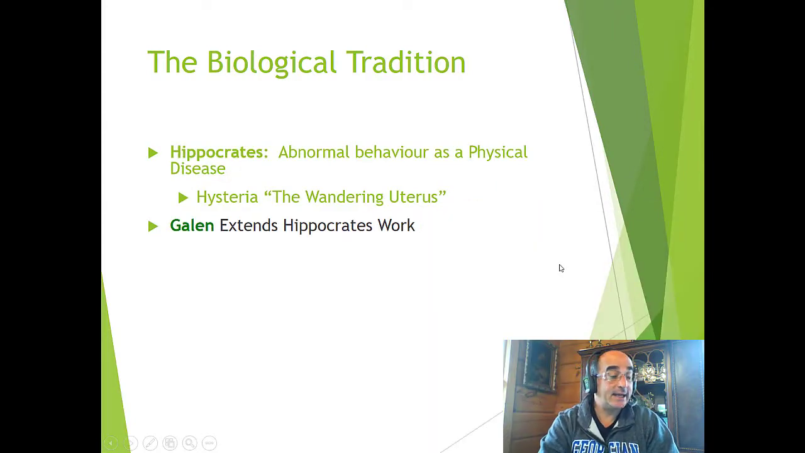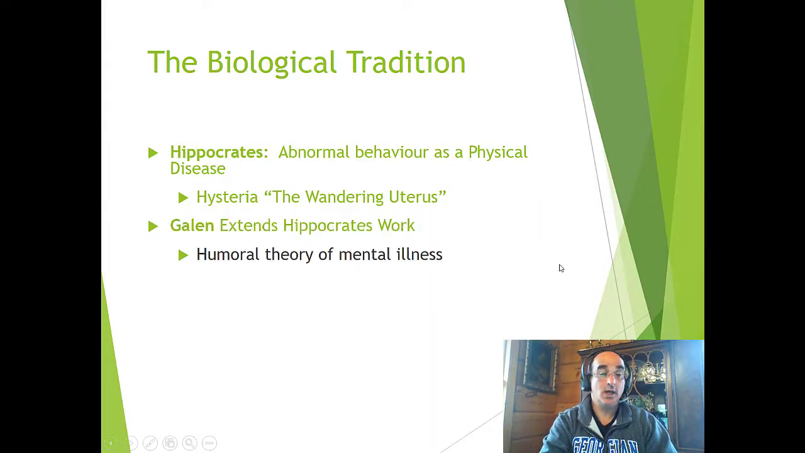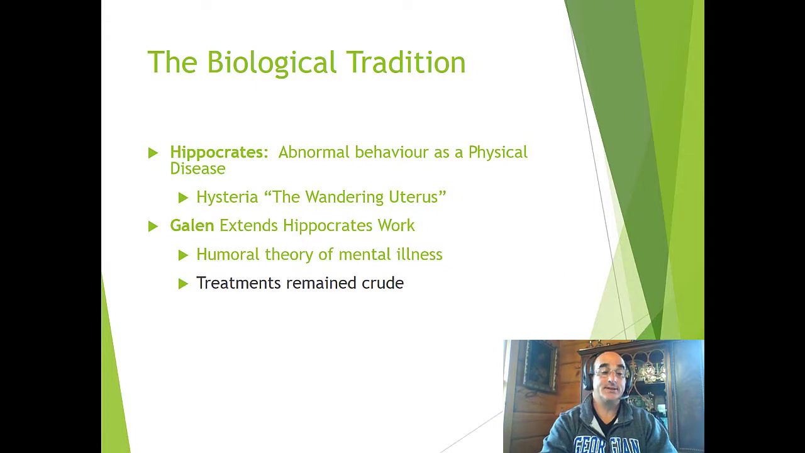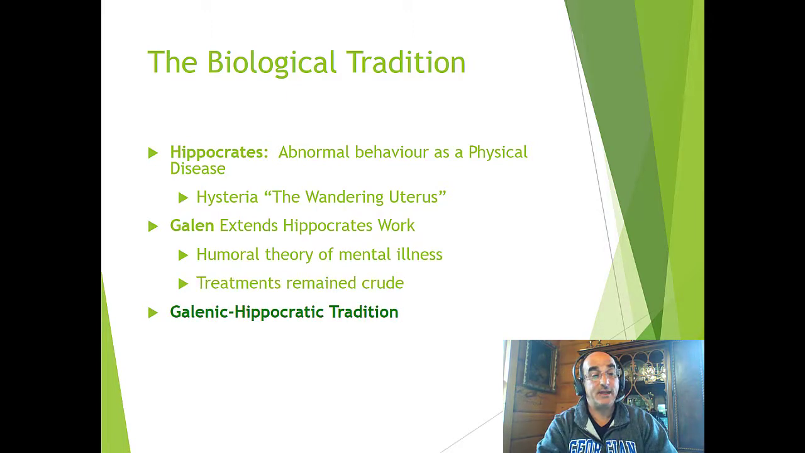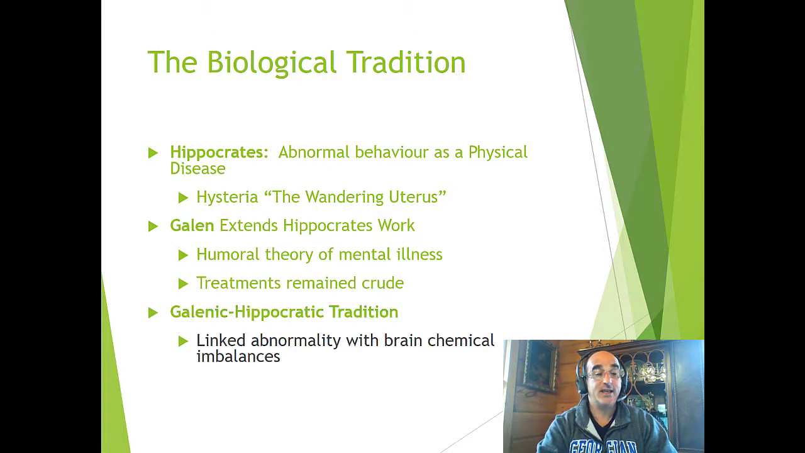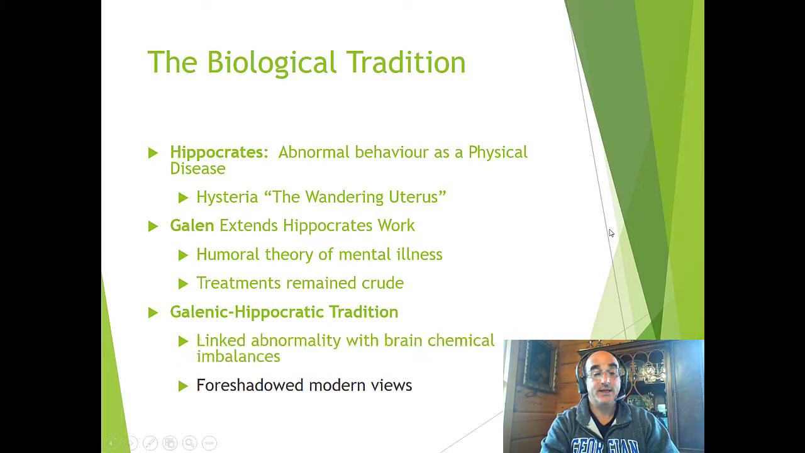Hippocrates worked with Galen, and Galen extends Hippocrates' work and creates a humoral theory of mental illness. And treatments, again, at the time remain very crude, but the idea, the tradition, and the thinking linked abnormality with brain chemical imbalances. And this really is a foreshadow of today's modern views.